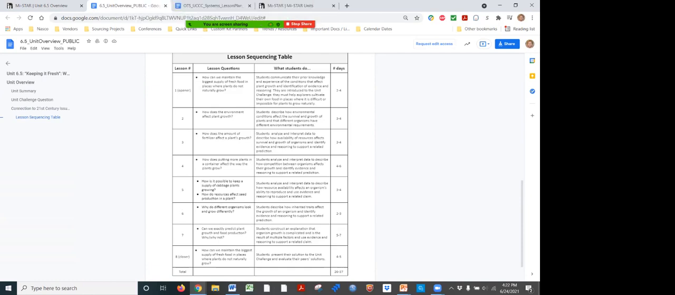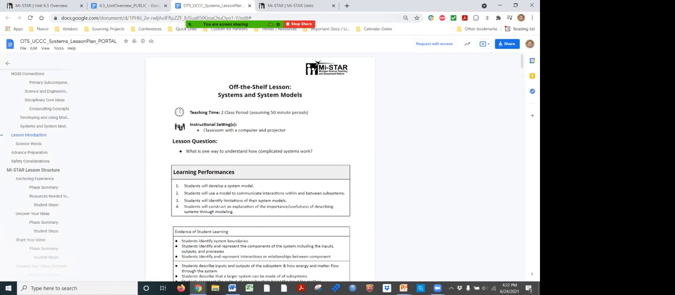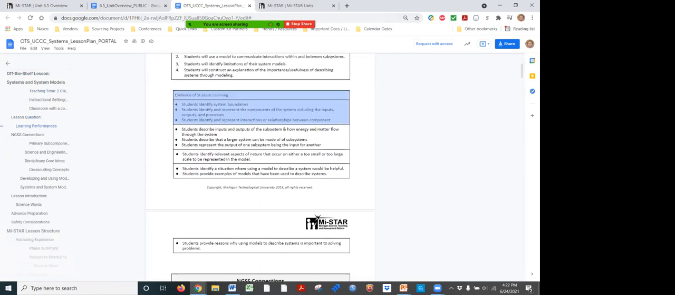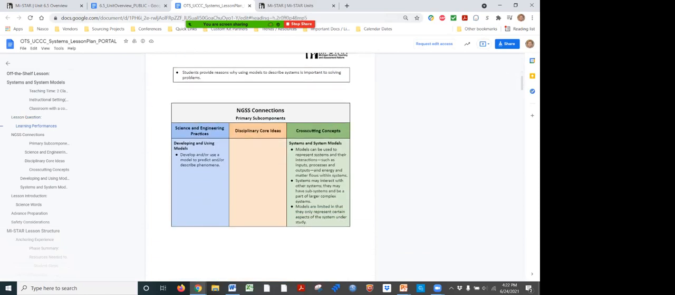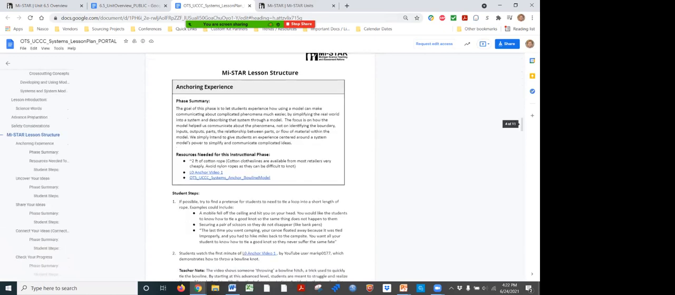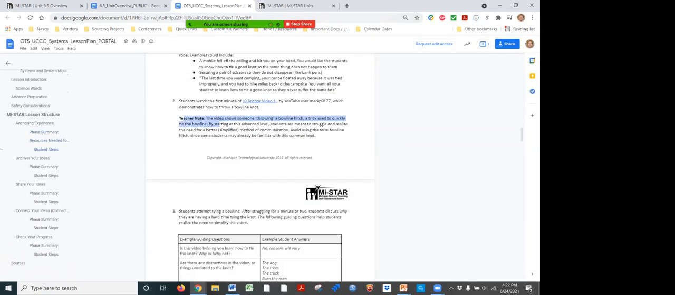They do have off-the-shelf lessons as well. This is what it looks like. It has how many periods it would be, all the performances, the contents, the learning, NGSS connections. Then it gets into the introduction, so all the things that you would need: some background, a summary, and some teacher notes as needed.